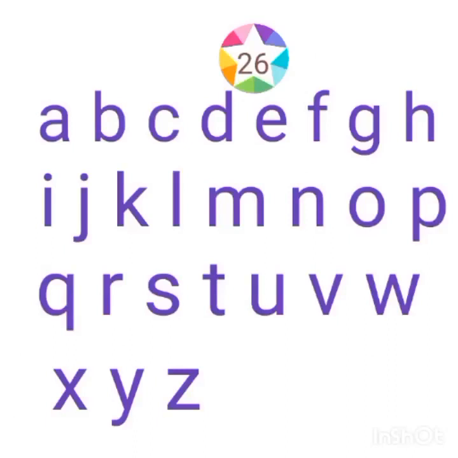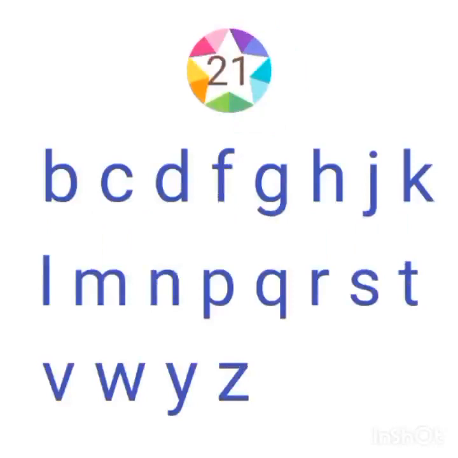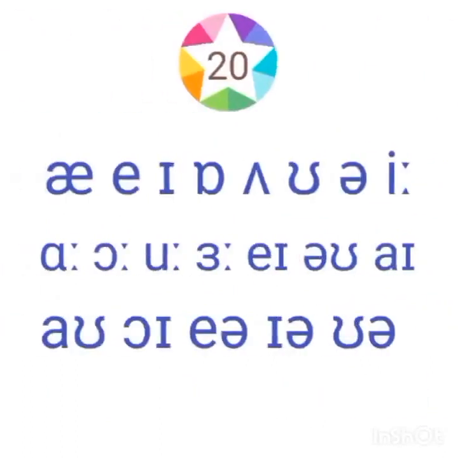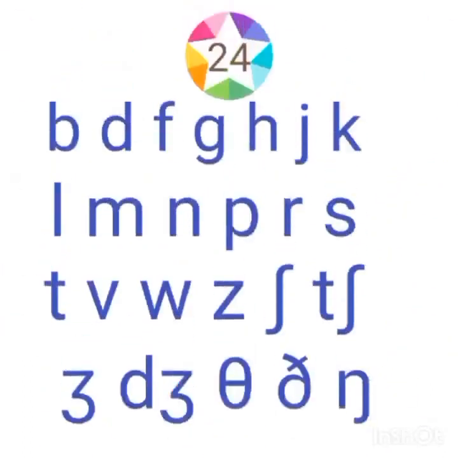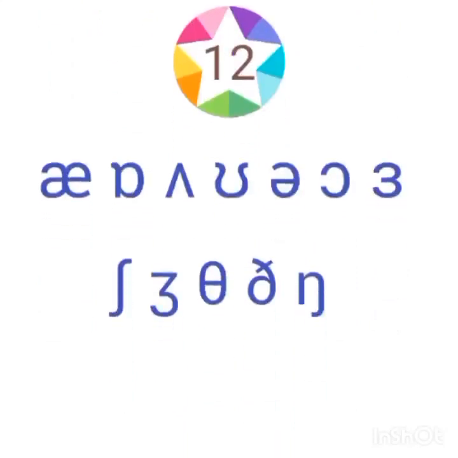There are 26 letters of the alphabet, which consist of 5 vowel letters and 21 consonant letters. This creates 44 letter sounds made up of 20 vowel sounds and 24 consonant sounds. These sounds are represented by 23 letters of the alphabet and 12 special symbols approved by the International Phonetic Association (IPA).